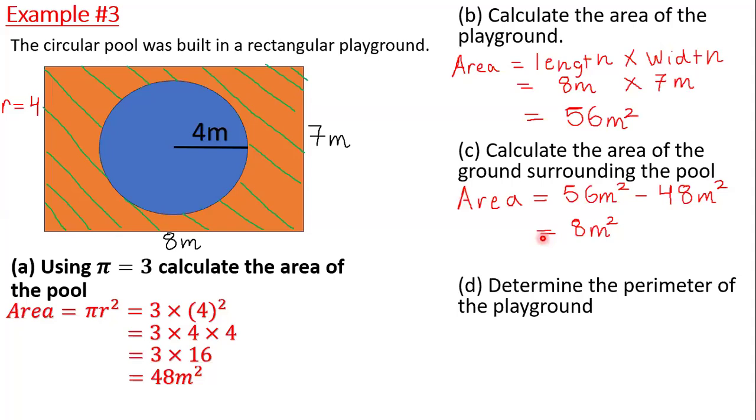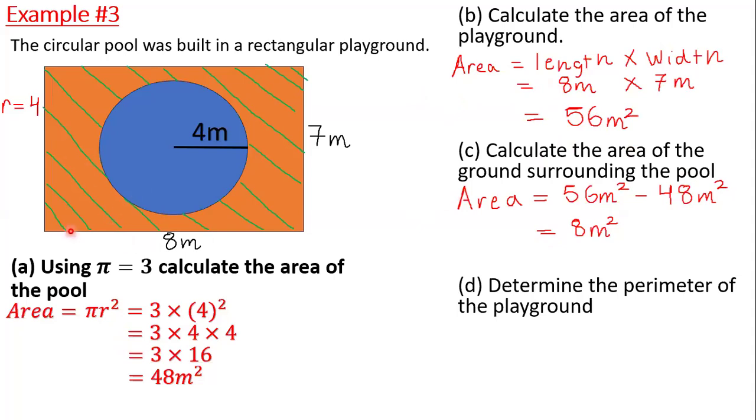We only add A and B. Just add A and B. So 48 and 56. So the perimeter is length times width. Add 8 and 8 plus 7 plus 7. So add the length and the width. 8 plus 8 plus 7 plus 7.